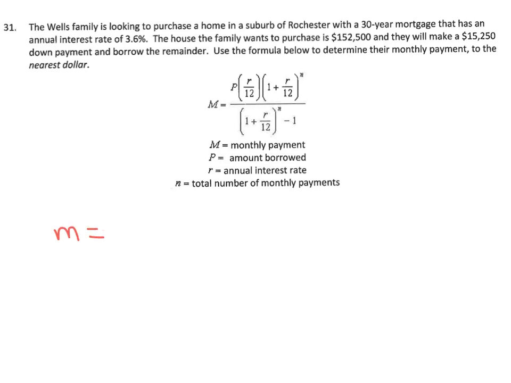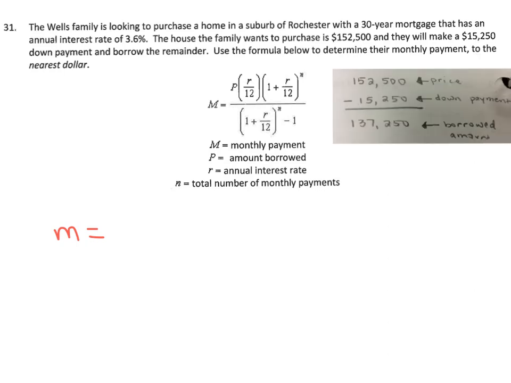all right, P stands for the amount borrowed. Now, we know how it works is, if you know the price of a home and they have a down payment, this is money that they're going to pay towards the price of the home so they don't have to borrow as much. So what's going to happen is if we take the price and subtract off their down payment, that's going to leave us with how much they want to borrow. Okay, so you can see that right here.